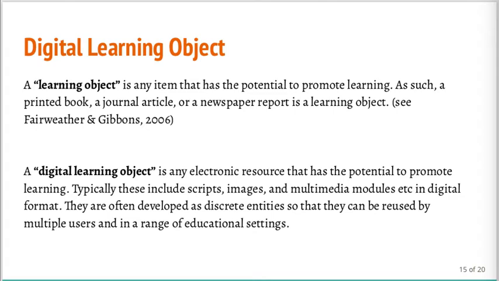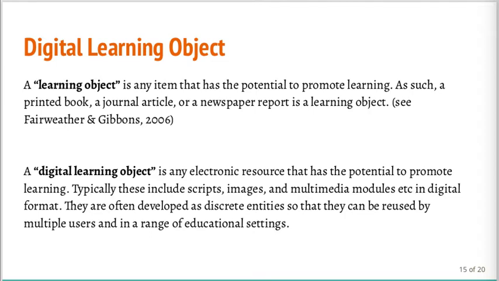Typically, these include scripts, images, and multimedia modules in digital format. They are often developed as discrete entities so that they can be reused by multiple users and in a range of educational settings. It is important to learn more about digital learning objects. So, if we are clear what learning objects are, any material or item that has the potential to promote learning, a digital learning object is the same thing as an electronic resource. And what are the different electronic resources? Scripts, images, and multimedia modules in digital format.